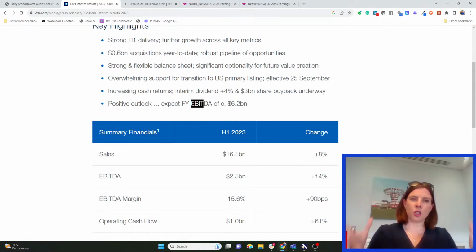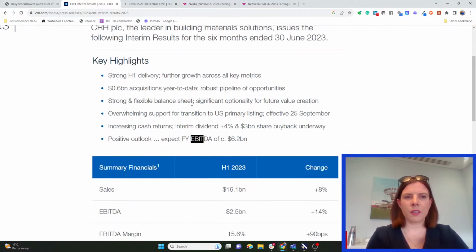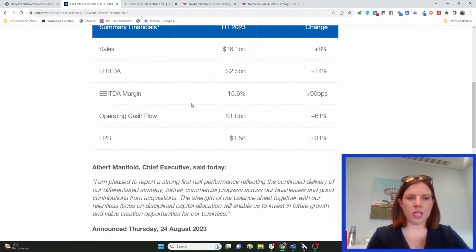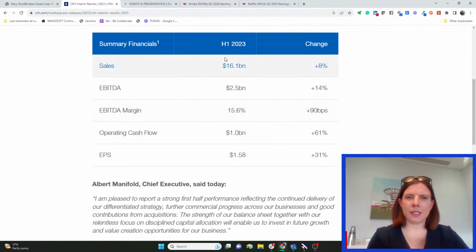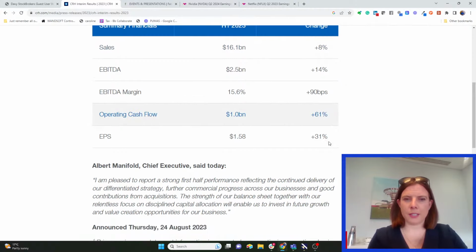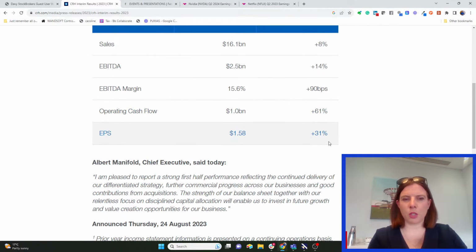All right. So, of course, as you can see here, this is CRH's press release. If we go down, we can see a lot of the proper metrics that people want to see. Sales indeed are up 8%. EBITDA is up 14%. And this is H1, so let's just bear that in mind, this is the first half of the year. Operating cash flow is up 61%, and earnings per share up 31%.